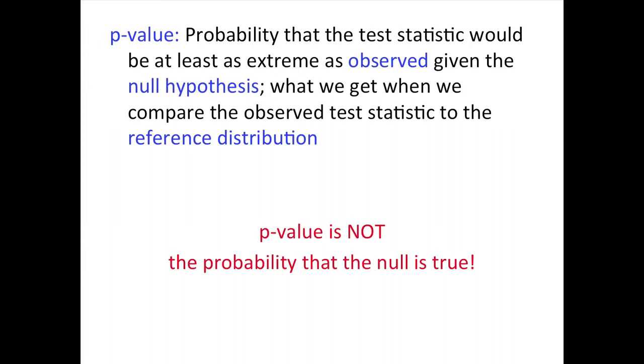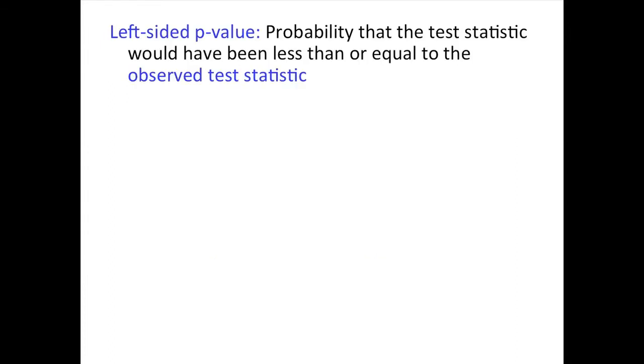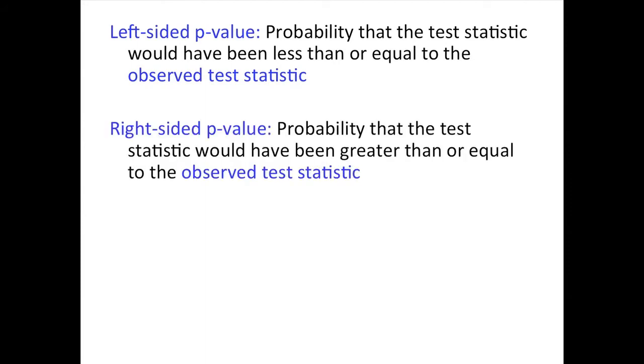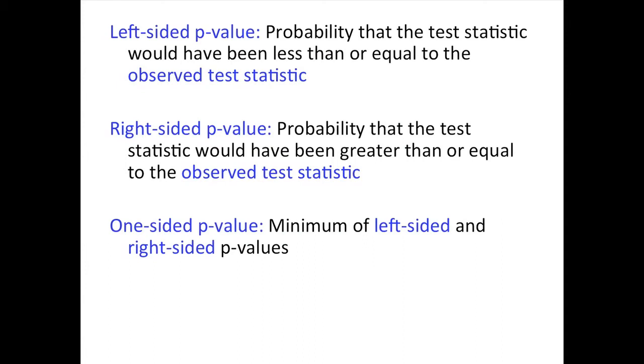And just so you have these definitions, the left-sided p-value is the probability that we'd see something at least as small as actually observed. The right-sided p-value is the probability we'd see something at least as high as actually observed. The one-sided p-value is just the minimum of those two. In other words, what's the probability we'd see something at least as far off to the side as actually observed? And by definition, the two-sided p-value is 2 times the one-sided p-value.